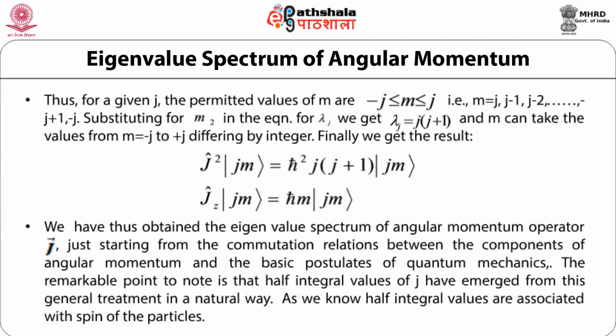We obtained this by starting from the commutation relations between the different components of the total angular momentum operator and using the basic postulates of quantum mechanics. It is remarkable to note that the half integral values of the angular momentum J have emerged from this general treatment in a natural way. And as we know from before, the half integral values of the angular momentum J are associated with the spin of the particles. So students, now let us summarize what we have learned in this module.